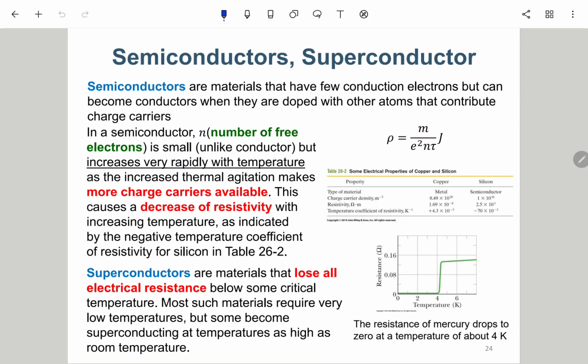Finally we try to talk a bit more about the semiconductor and superconductor in a very shallow way. A semiconductor is a material that has few conduction electrons, but can become a conductor when it is doped with other atoms, which means that we add some 3A or 5A element into the pure silicon.